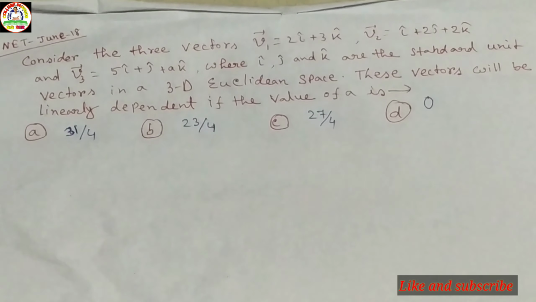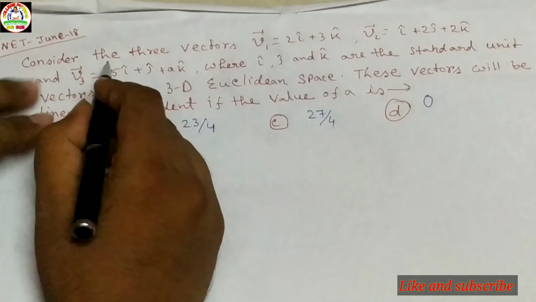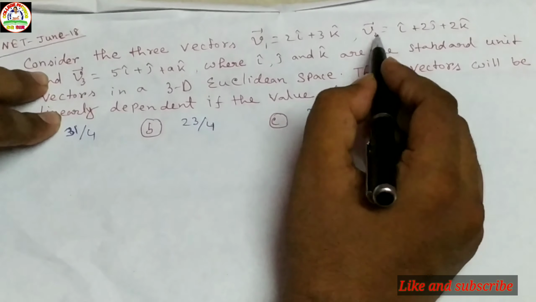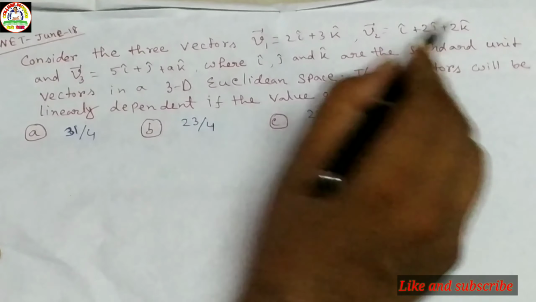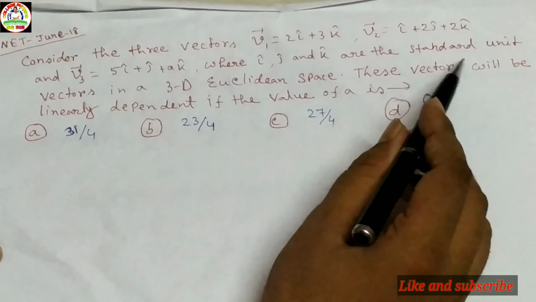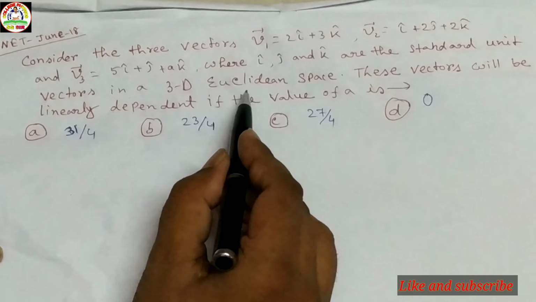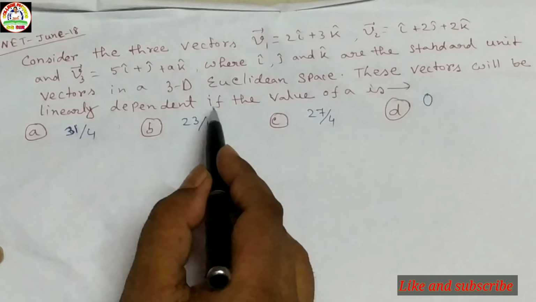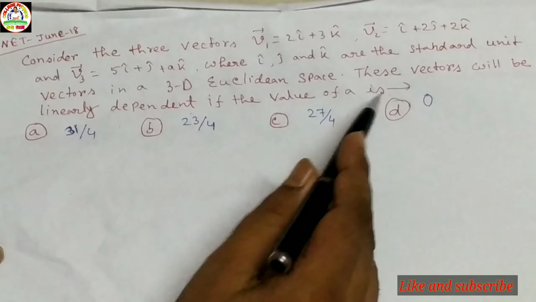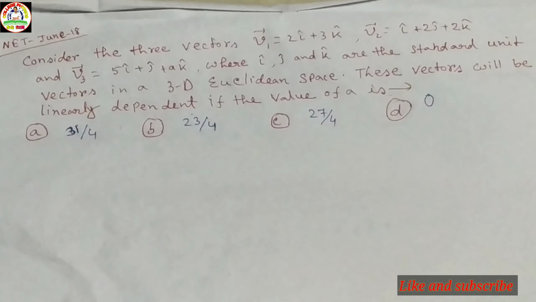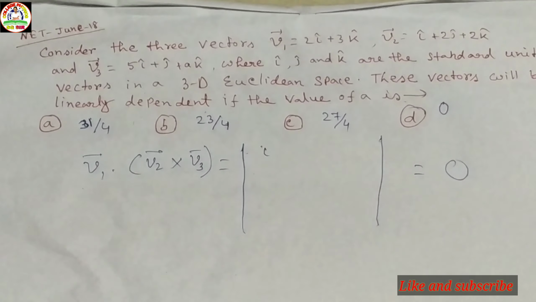Now we discuss another important problem from NET June 18. Problem: consider the three vectors v1 is equal to 2i plus 3k, v2 is equal to i plus 2j plus 2k and v3 is equal to 5i plus j plus ak, where i, j, k are the standard unit vectors in a three-dimensional Euclidean space. These vectors will be linearly dependent if the value of a is 31 by 4, 23 by 4, 27 by 4 and 0.